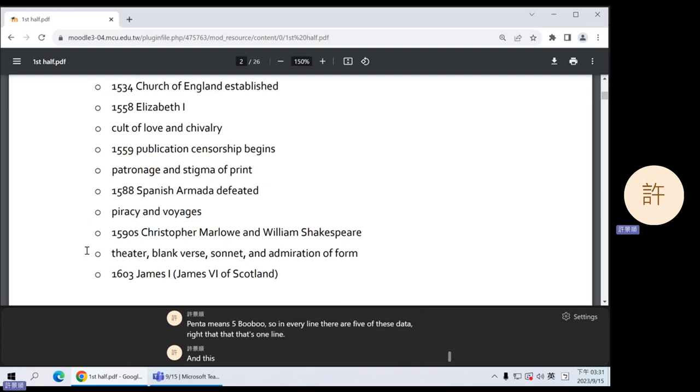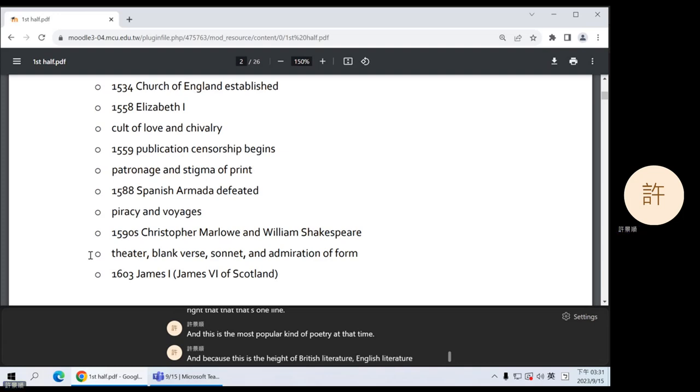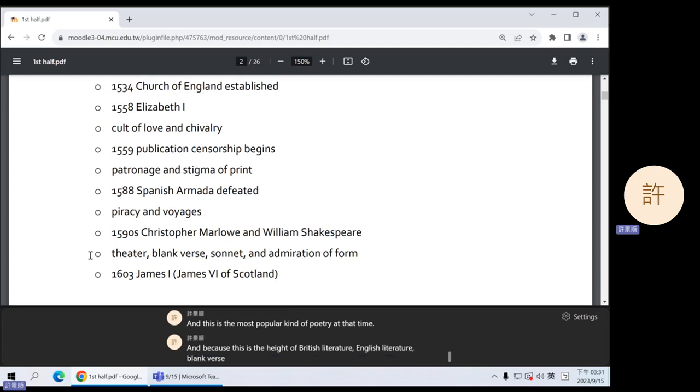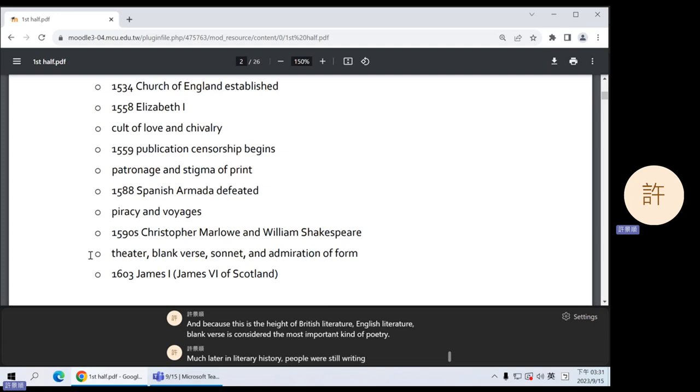And this is the most popular kind of poetry at that time. And because this is the height of British literature, English literature, blank verse is considered the most important kind of poetry. Much later in literary history, people were still writing poems using blank verse.